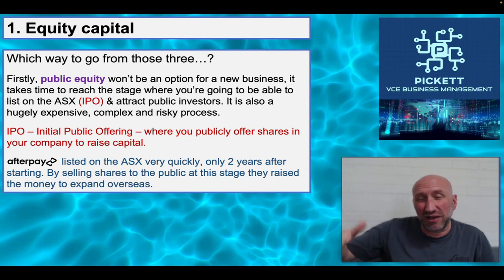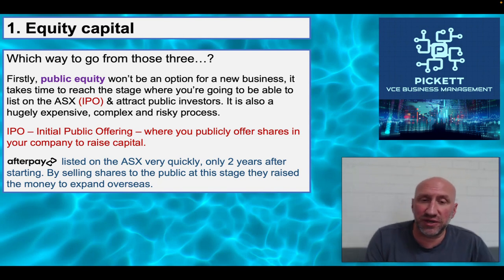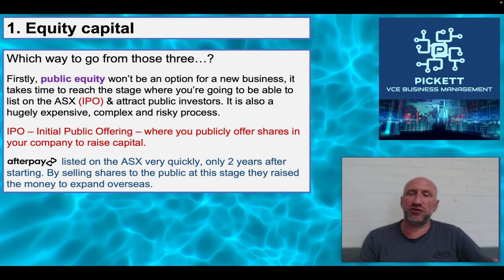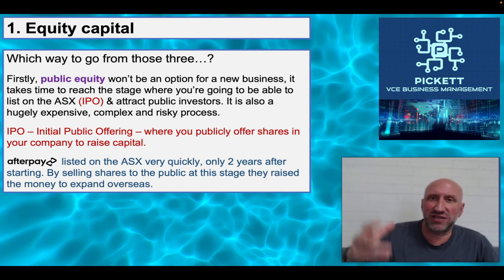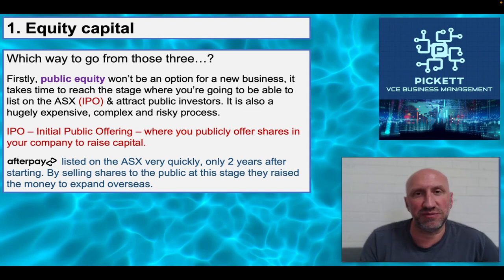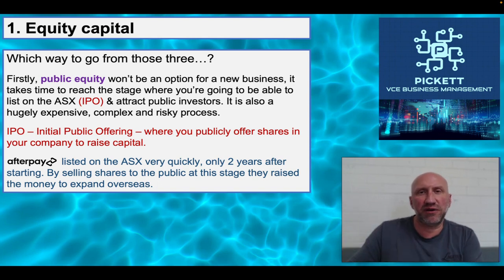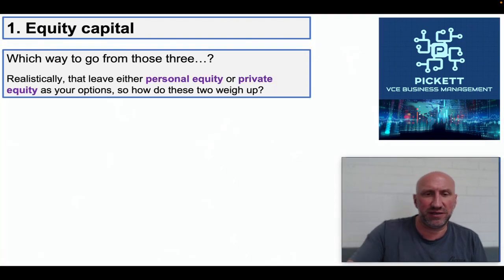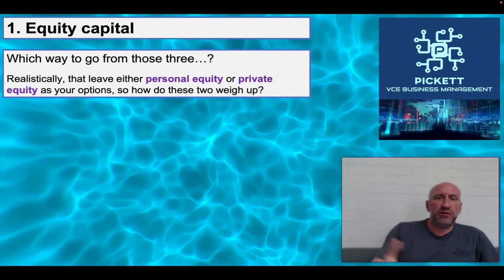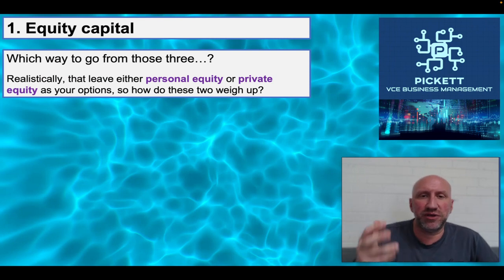Afterpay actually listed on the ASX really, really quickly, only 2 years after starting, which is very, very unusual. They grew so quickly that by selling shares to the public at that point, that was what allowed them to actually expand into overseas markets. But that is very rare, from starting a business to having an IPO on the ASX. Super rare to do it that quickly. Usually it takes many, many years. So realistically, that leaves you either personal equity or private equity.